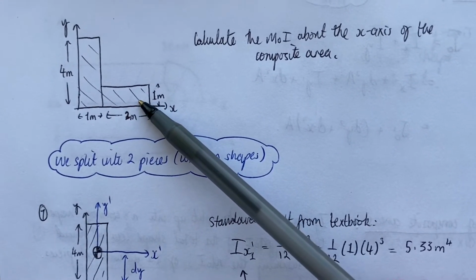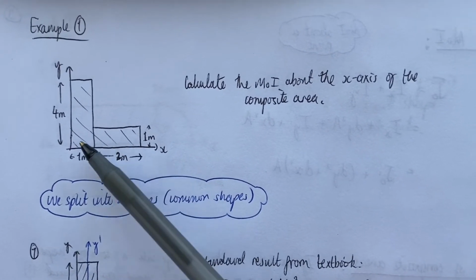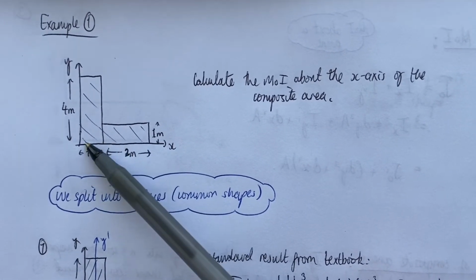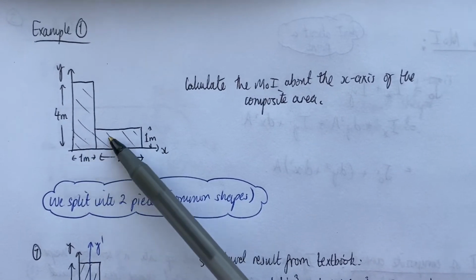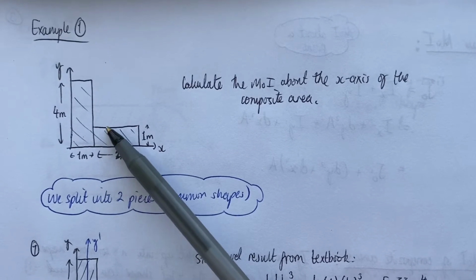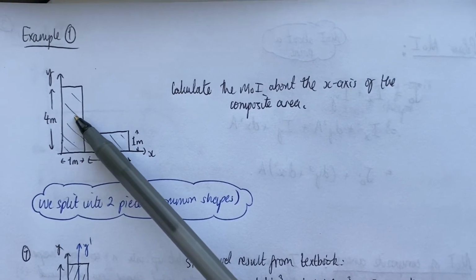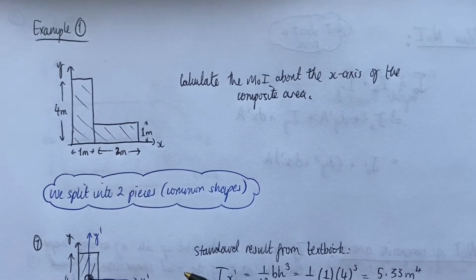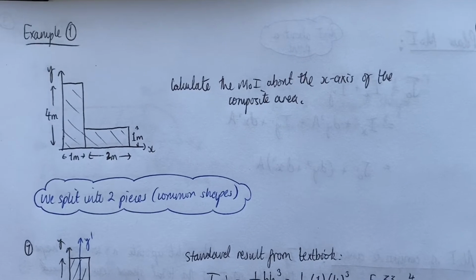So what we do, as we've just discussed, is split this into two pieces, common shapes that we know how to deal with, right? So we have two rectangles. We know all of the information about that from the appendix in the textbook. So we'll calculate the moment of inertia of both pieces and then add them together, like we just discussed with the compound shapes.